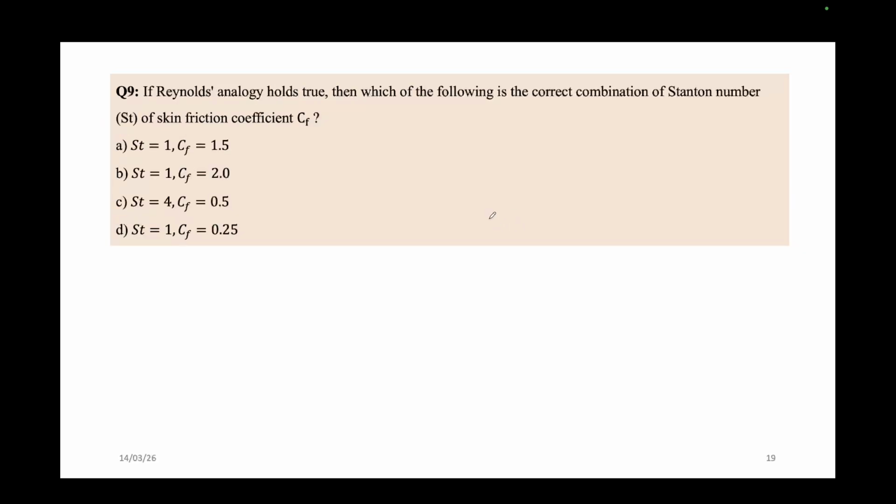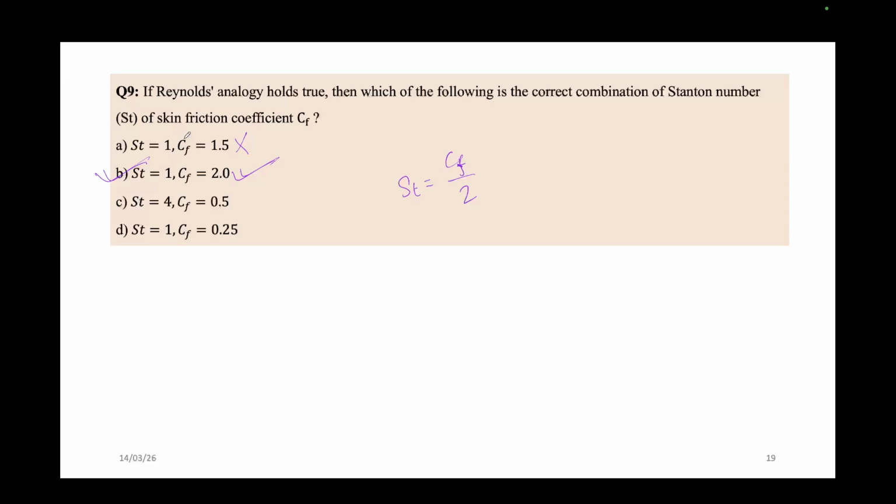So Reynolds analogy holds true if the Stanton number is 1, then it should be Cf by 2. St, I will get that, Cf by 2. So which will be the correct answer? If this one will not be the answer, then this one will be the correct answer. Option B is the correct answer. Okay.